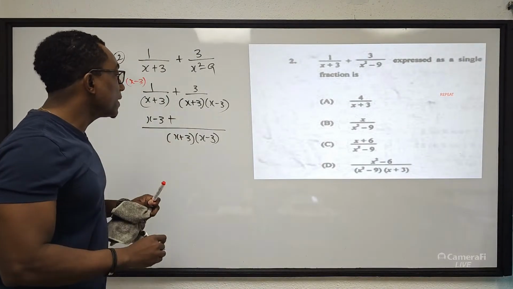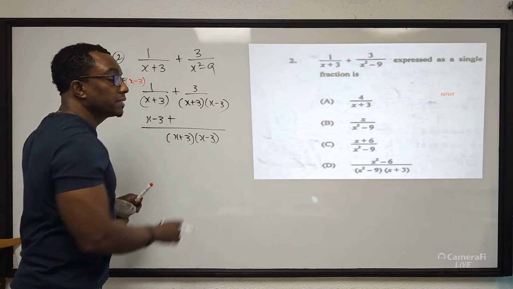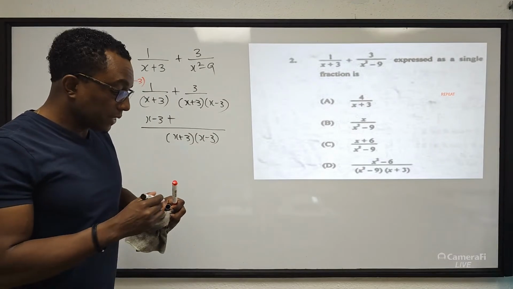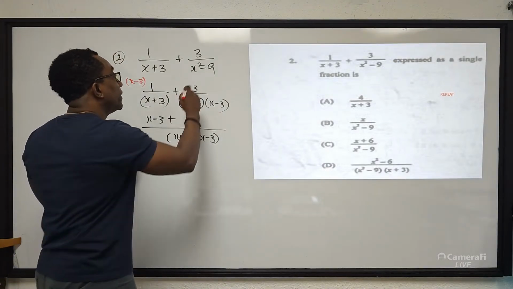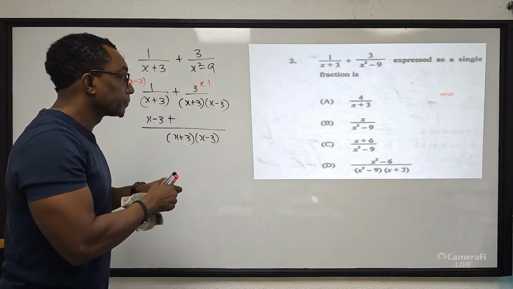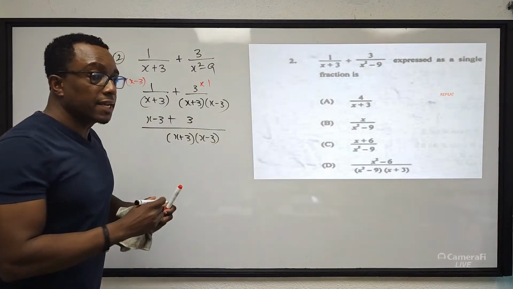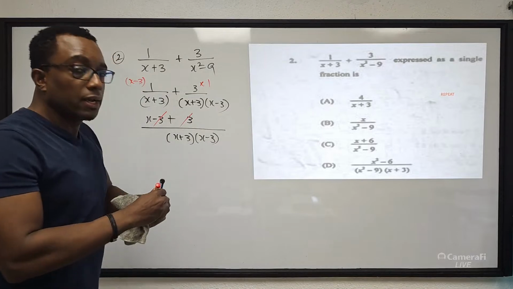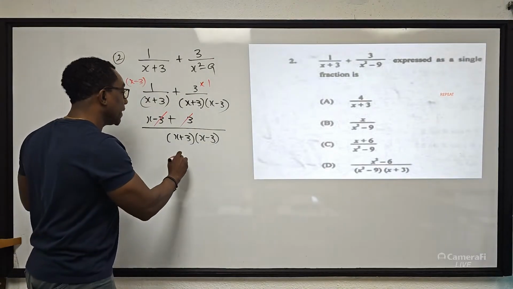Bring down my addition sign and let me divide the denominator into the LCM. So when I divide x plus 3, x minus 3 into itself, I'm going to get 1, and 1 by 3 gives me 3. Of course, I can simplify the numerator. I have here negative 3 and positive 3, which obviously becomes 0. It leaves me with x.